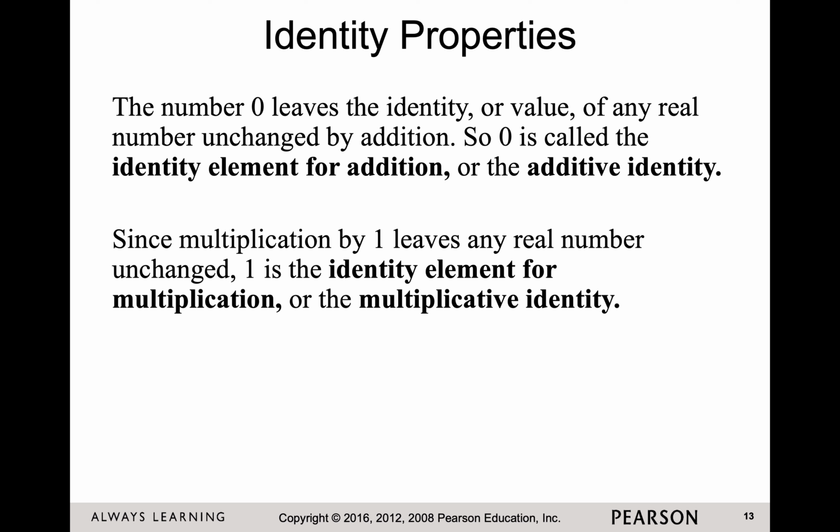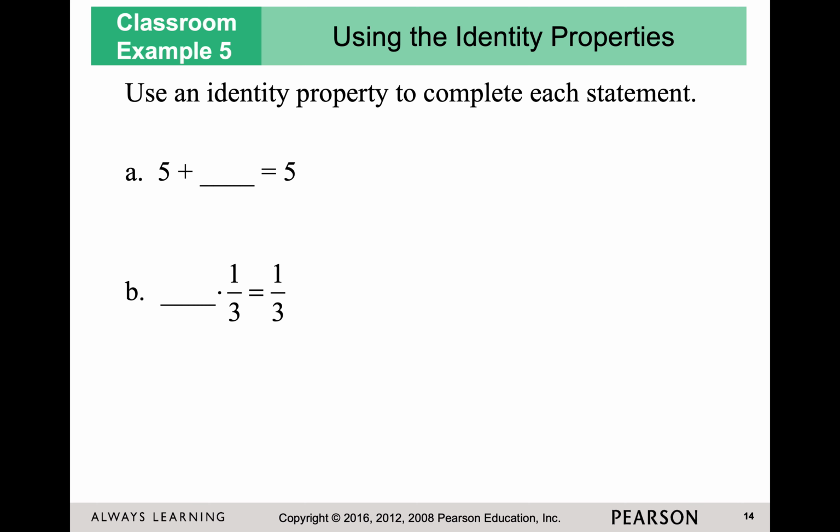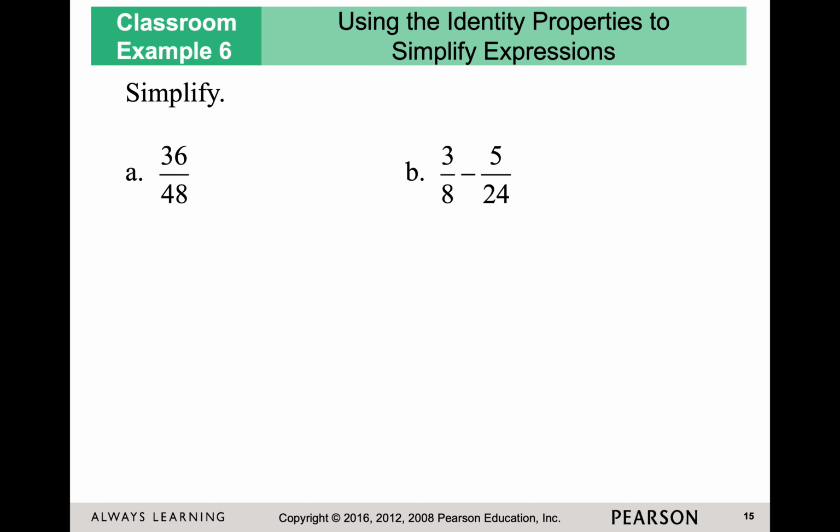So in addition, we're going to use the identity element of 0. In multiplication, we're going to use 1. And that's just saying, because if I multiply 2 times 0, I don't get 2 back out, I get 0. So 5 plus what is 5? Well, 5 plus 0. That's an identity property. 1 times what is 1/3? 1 times 1/3 is 1/3. You get the same thing out. Done.